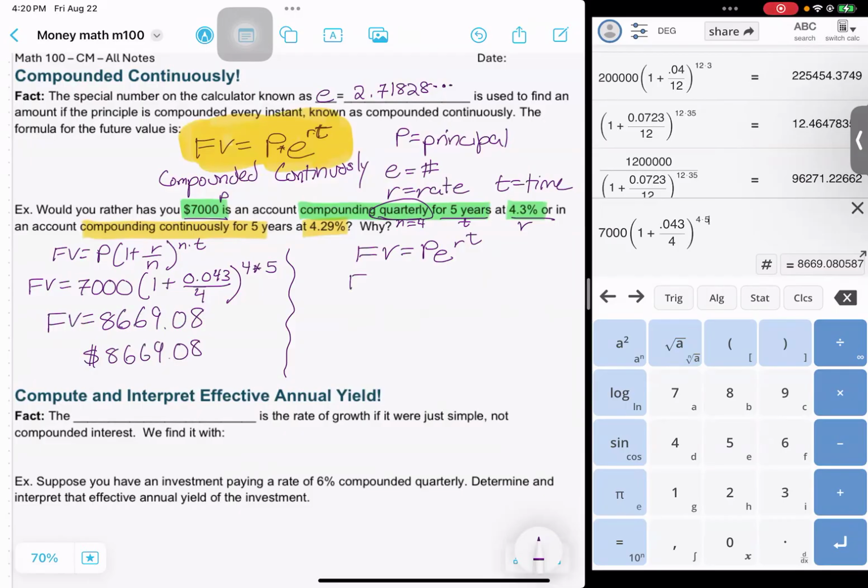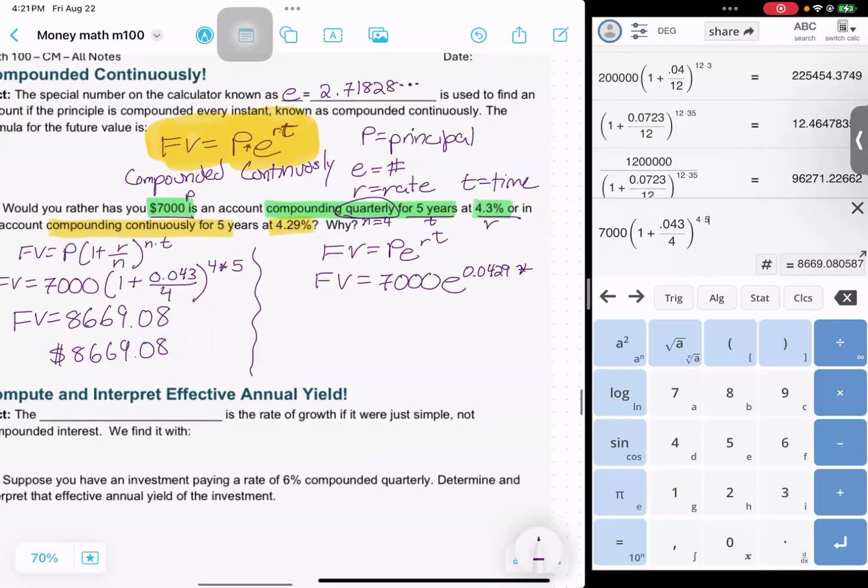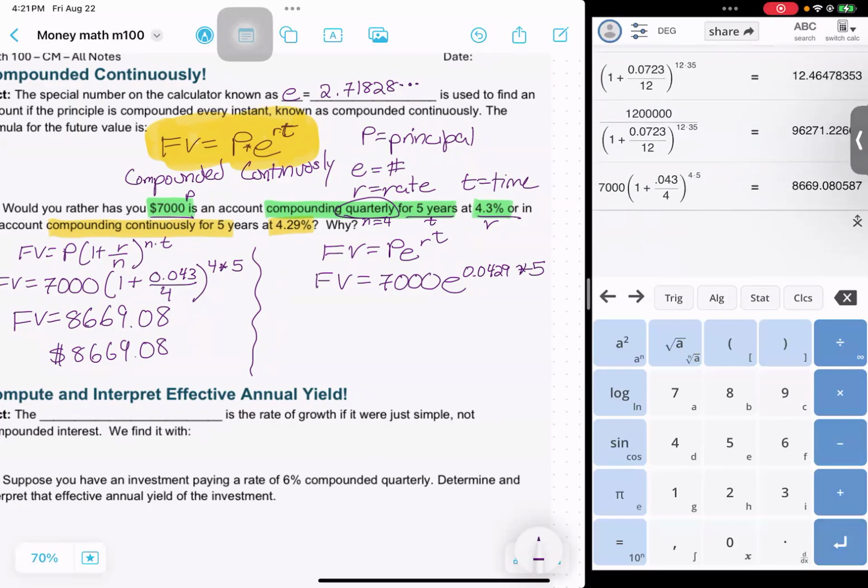Now let's check compounding continuously. Future value, principal of $7,000, e is the number e to the rate of 0.0429 times 5 years. Okay, slightly lower rate, but higher compounding. So let's see what would be better. I need 7,000 times our e up to the exponent 0.0429 times 5 years, and ladies and gentlemen, a future value of $8,674.69. A little bit more, even though it was a lower rate.